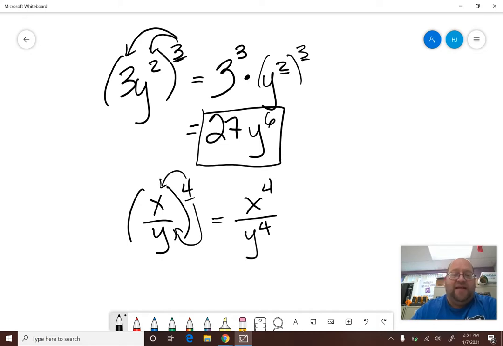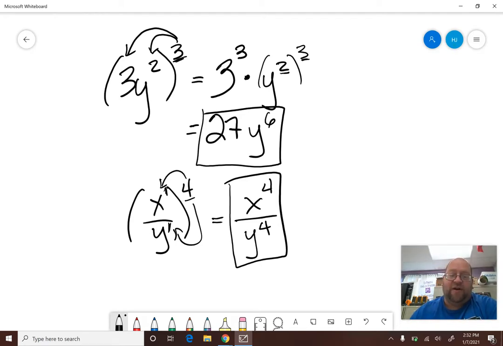Why did that stay the same? Because I have x to the first here and y to the first here. And when I take 1 times 4, that gives me 4. So again, this would be our final answer. And you're going to see a problem actually very, very similar to this problem right here. So that was a good example for us to be able to see.